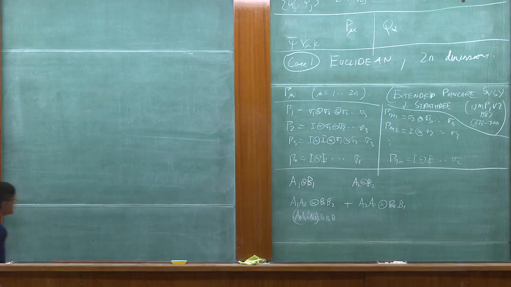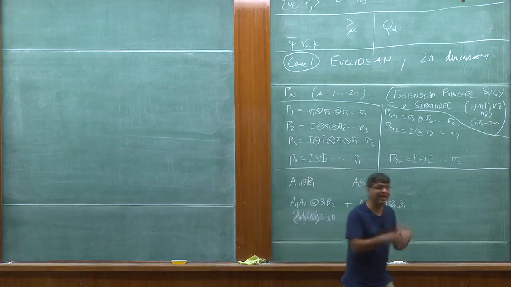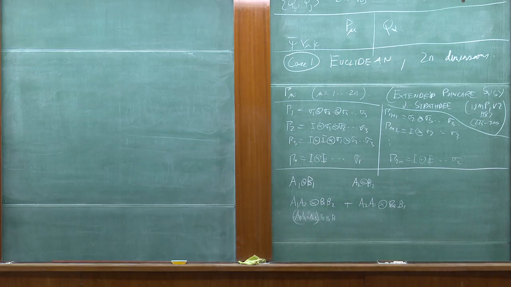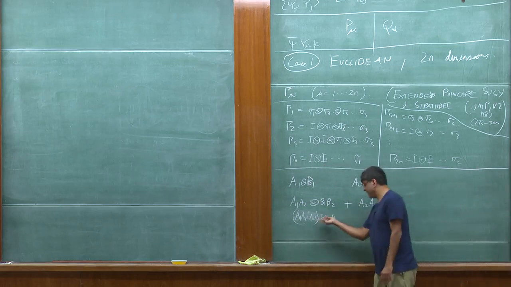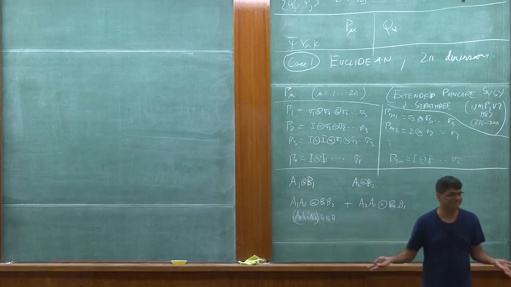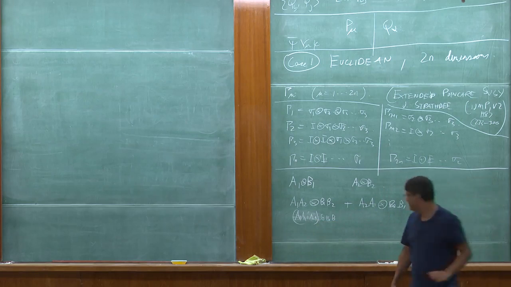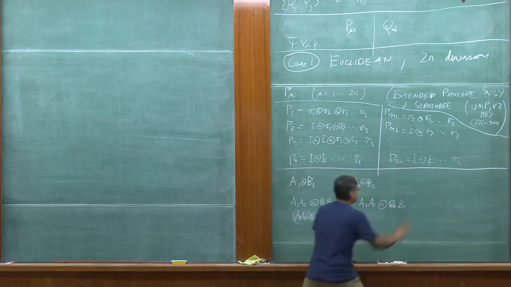Minus sign, because B2, B1 were commuting with each other. Let's suppose B2, B1 commuted and A2, A1 anti-commuted. Had it been the other way around, there would have been a minus sign, and then we would have again got zero because A1, A2 would have commuted with each other. Clear? Okay, excellent.